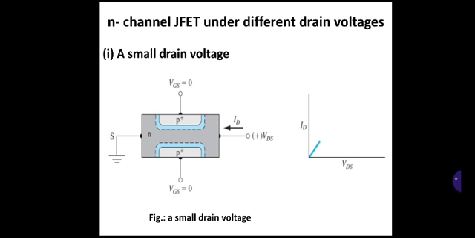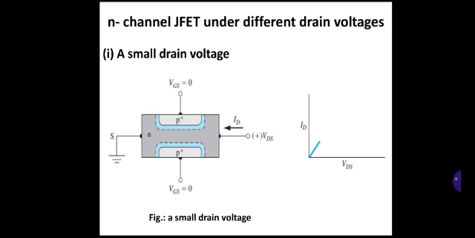This figure is exactly similar to the first case that we discussed in the N channel JFET under different gate bias, that is 0 gate bias. Both are the same here because the source is grounded and we are applying a small positive voltage VDS and VGS is 0. That case we considered as 0 gate bias. Here we are considering this case as a small drain voltage. So both are the same.